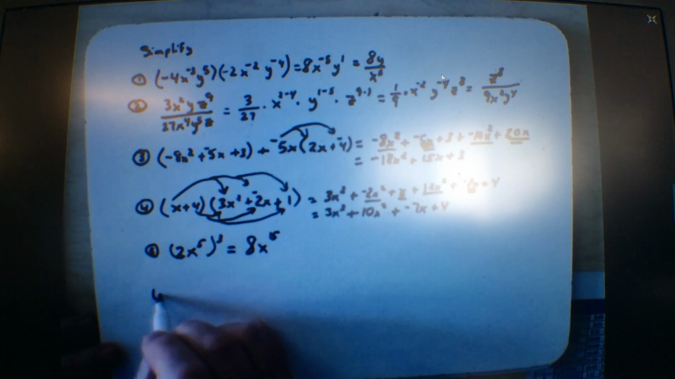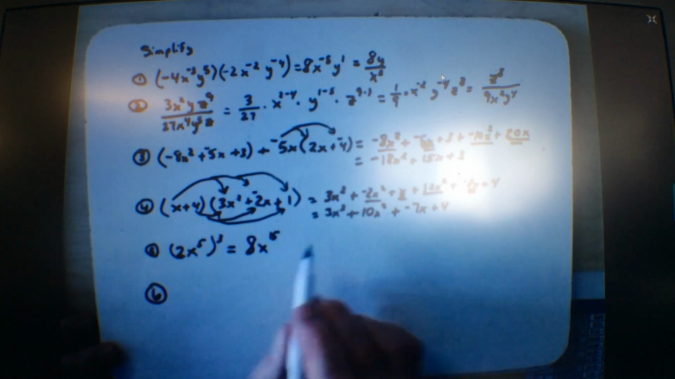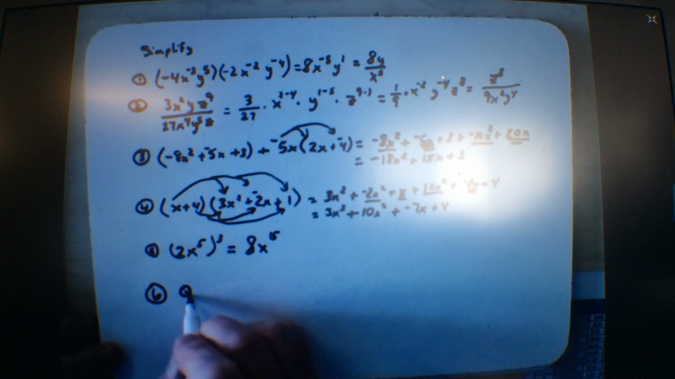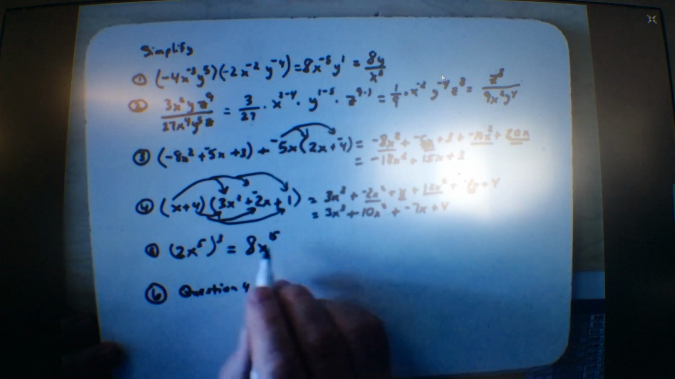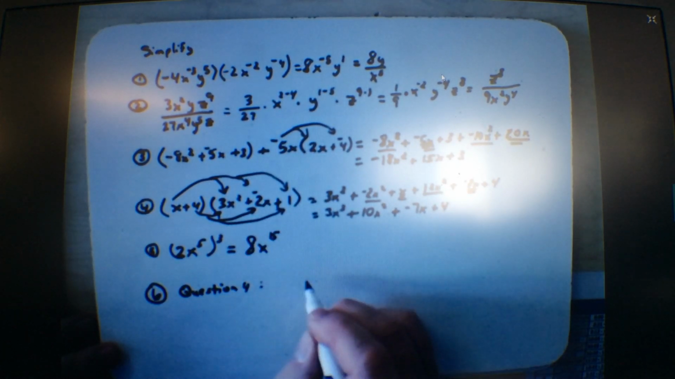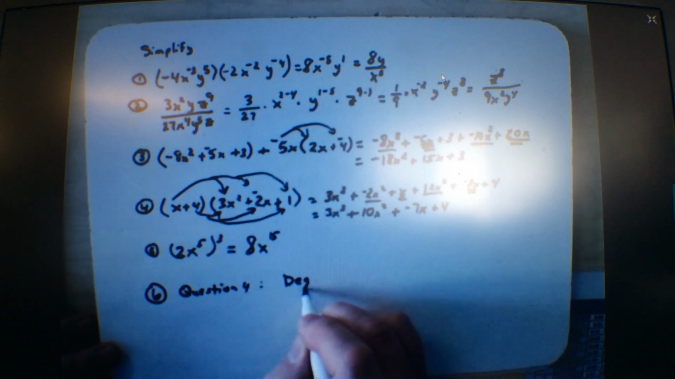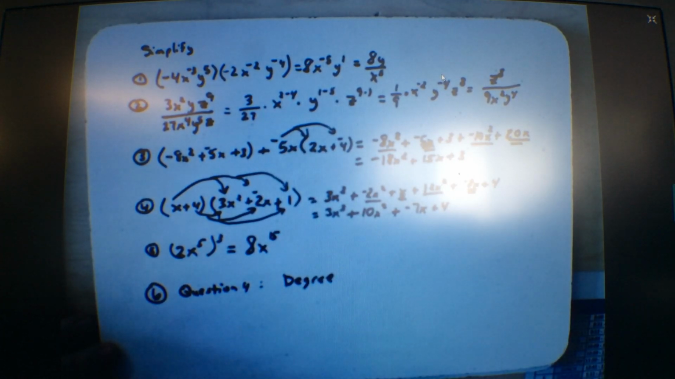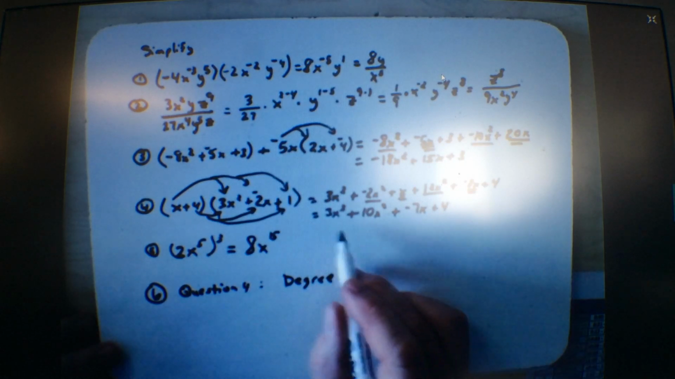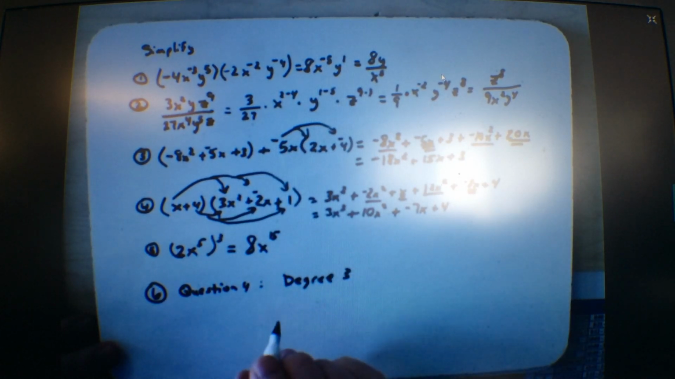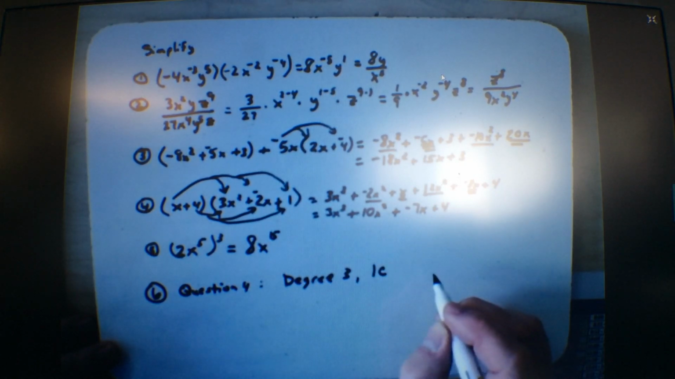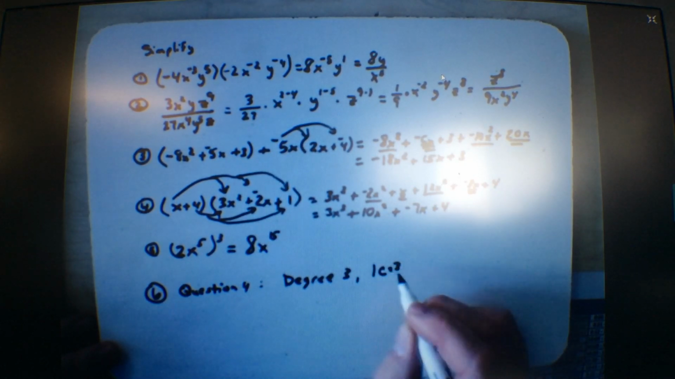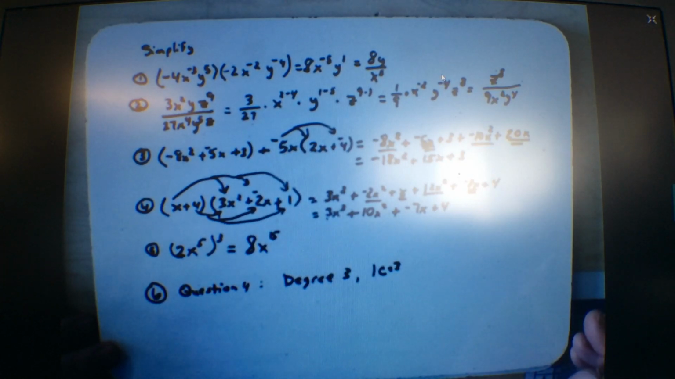Okay. Number 6. Looking at question 4, the question is, what's the degree of your answer? It is 3. And then what is the leading coefficient? It is also 3, and that's this 3. Okay, kind of worked out weird.